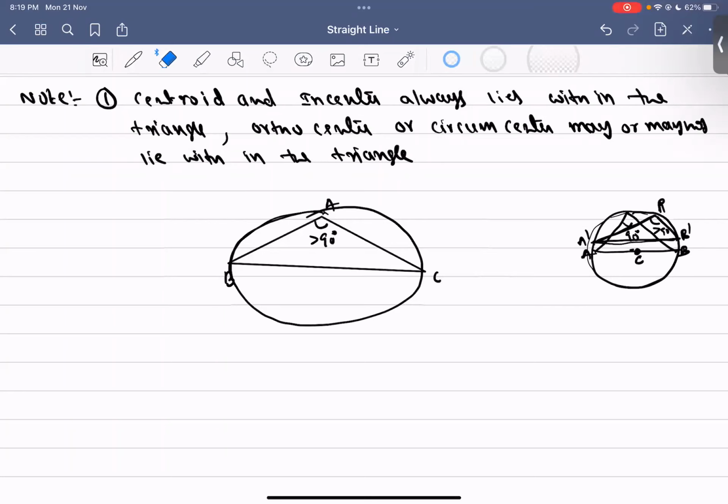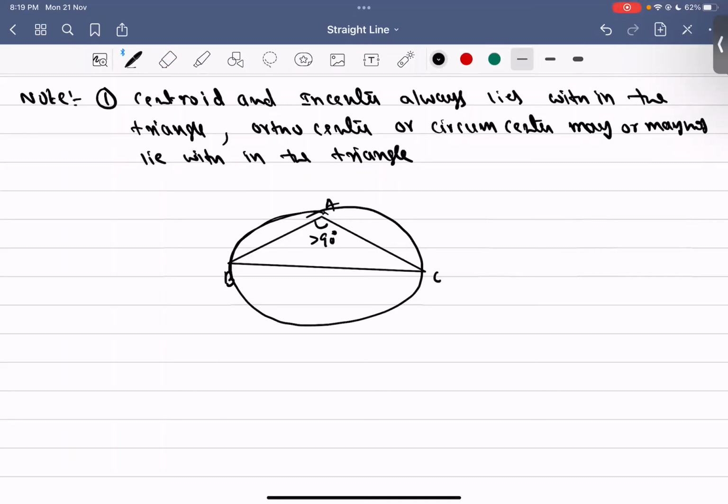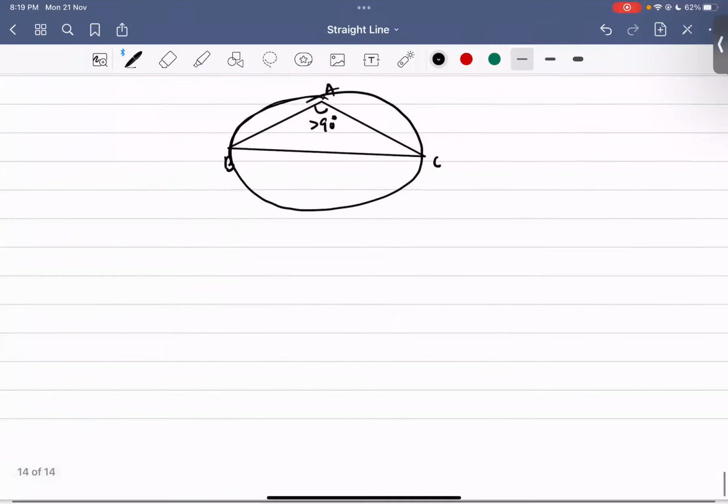This point is okay? Right. So for an obtuse angle triangle, the circumcenter is outside. Similarly, for an obtuse angle triangle, the orthocenter is also outside.